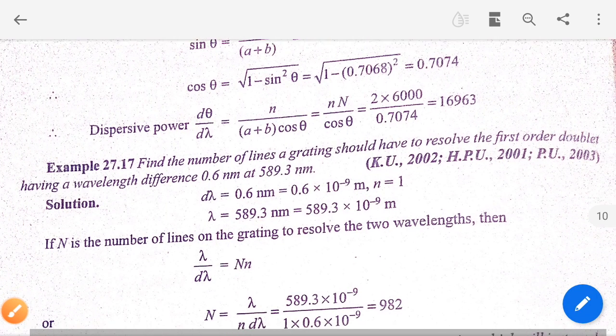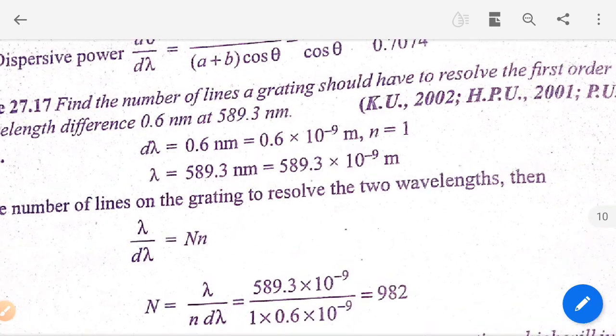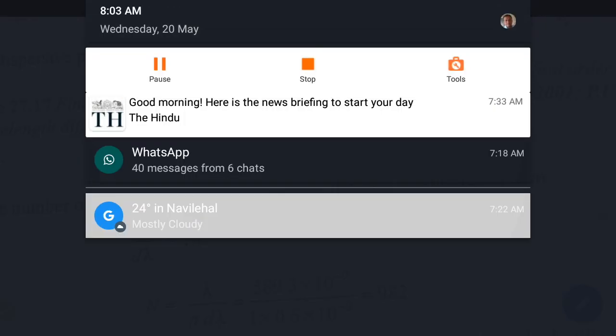Moving further, in a similar way, find the number of lines the grating should have to resolve the first order doublet having a wavelength difference of 0.6 nm at 589 nm. d lambda is given as 0.6 nanometer, that is 0.6 into 10 to the power of minus 9.